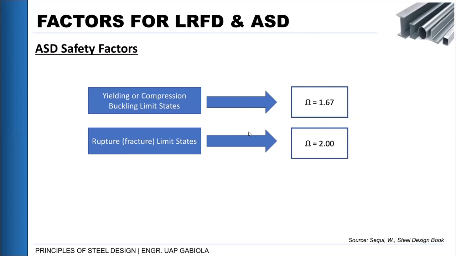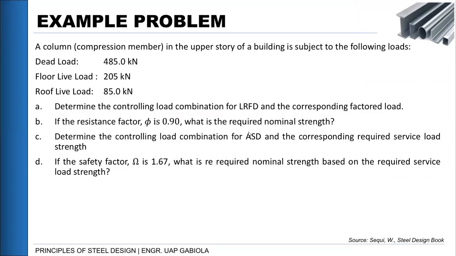Okay? So, to apply this new concept ng ASD and LRFD, let's have an example. We have a column compression member in the upper story of a building subject to the following loadings. We have a dead load of 485 kilonewtons, a floor live load of 205 kilonewtons, and also a roof live load of 85 kilonewtons. The question is: determine the controlling load combination for LRFD and the corresponding factored load. So, yun muna yung sagutin natin.